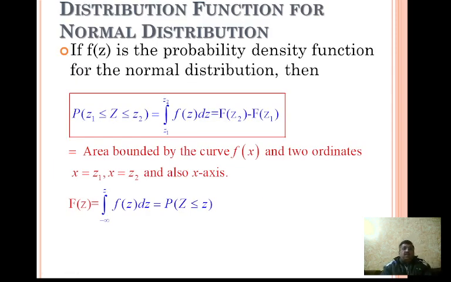Then there are some properties to understand. Suppose you need to find the areas, the probabilities, between the two boundaries z1 and z2. In that case you need to understand how we can find it. It is nothing but the integral from z1 to z2 of f of z dz. So z1 is the lower boundary, z2 is the upper boundary, and we have to do F of z2 minus F of z1. And what is F of z? F of z is the integral from minus infinity to z of f of z dz. So that's the story.